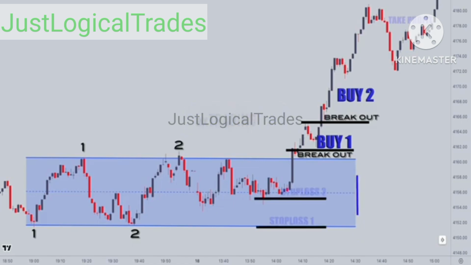Step number 4, place your stop loss in previous swing in the channel line. Set your profit target based on the length of the channel in pips, or set your take profits to 2 times the amount you're risked.